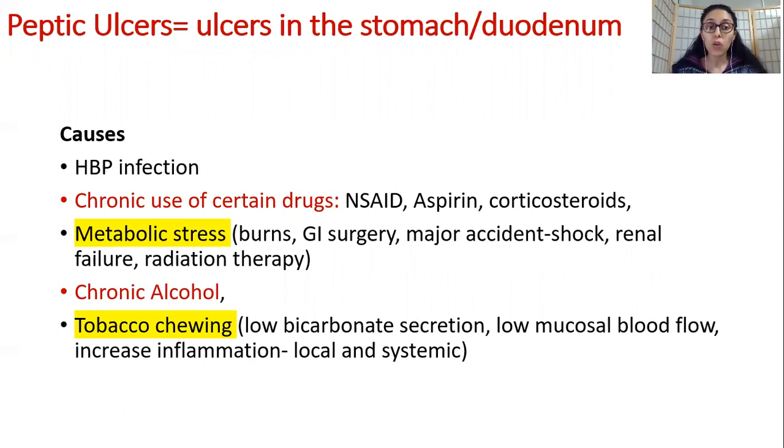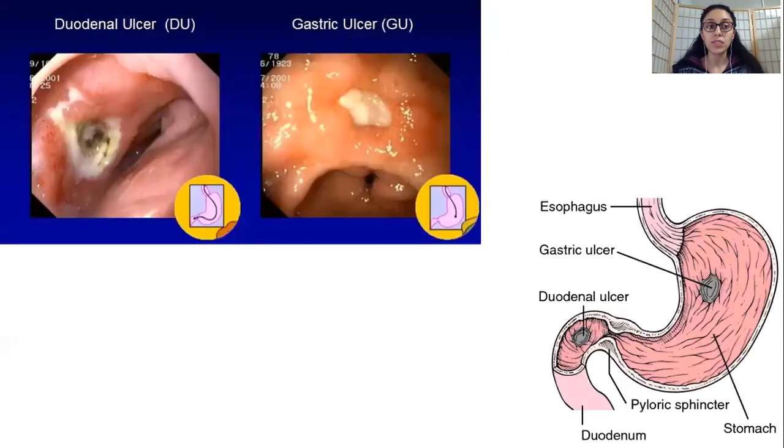Of course, then you have chronic alcohol consumption and also smoking, which I mentioned earlier. And with smoking also comes tobacco chewing, because tobacco chewing increases your local and systemic inflammation. It decreases your bicarbonate ion secretion, which is happening in your small intestine. It also impacts HCl secretion in the stomach. And of course, it also impacts your blood flow, the nutrient flow which should be supplied to your gastrointestinal tract. So these are the basic causes of peptic ulcers, which comprise your stomach and duodenal ulcers.